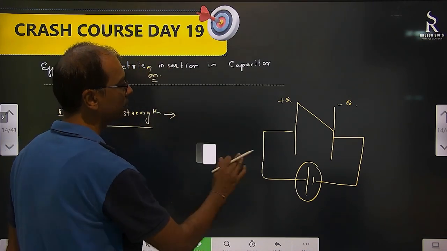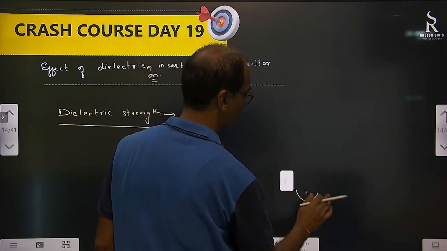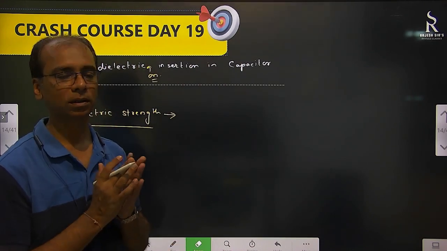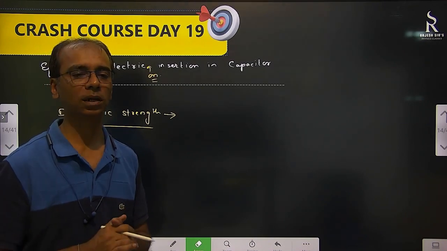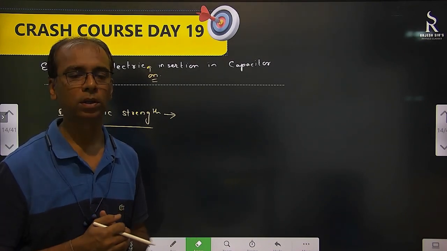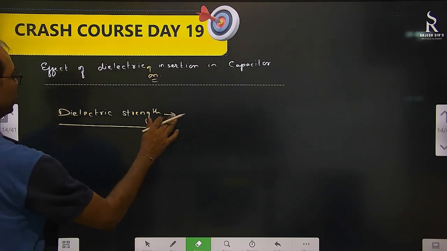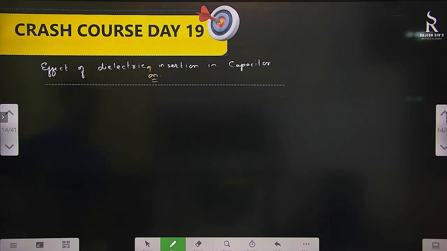Dielectric strength is the limit to which it can oppose the electric field. Once that limit is reached, the dielectric becomes a conductor. And once it becomes a conductor, then storage is not going to happen. So that's called dielectric strength. Okay. All right then. Now what we have is the effect of dielectric insertion in a capacitor.